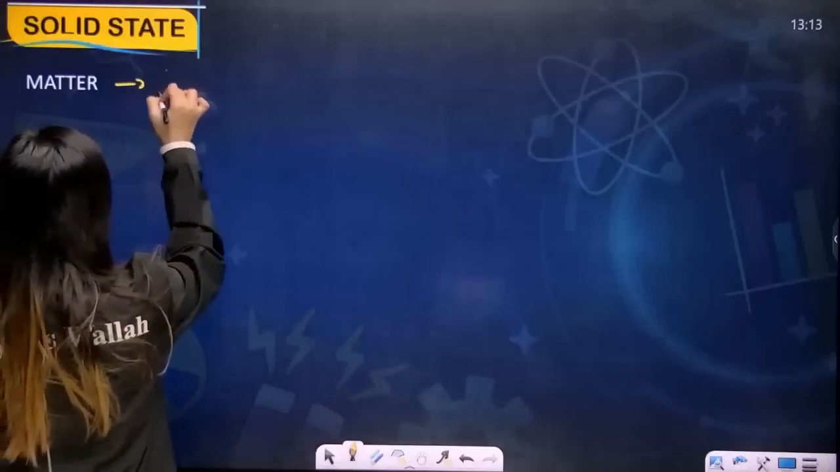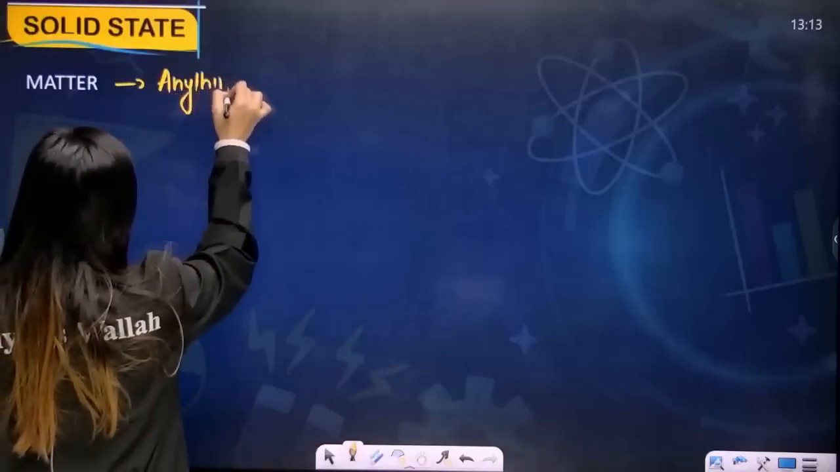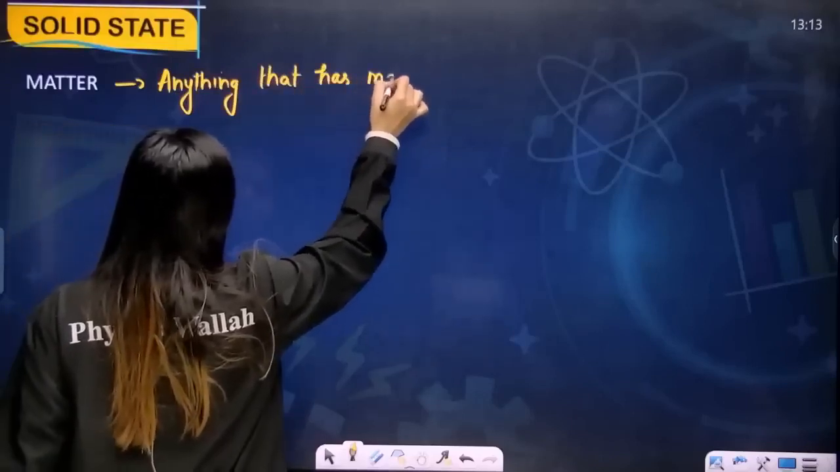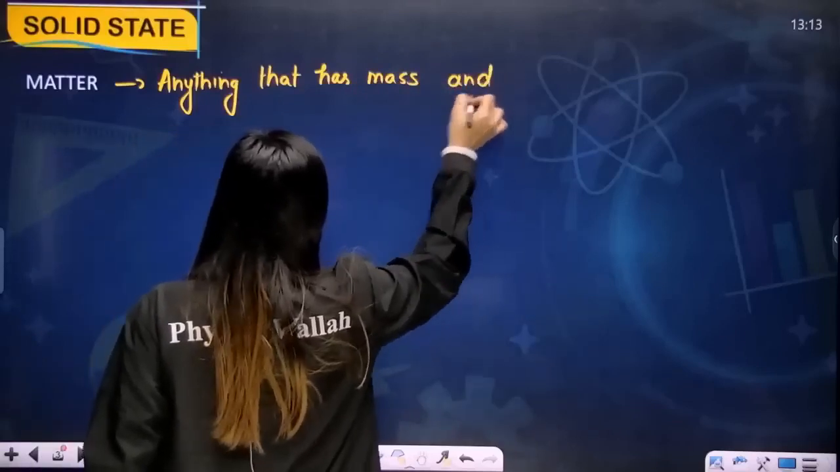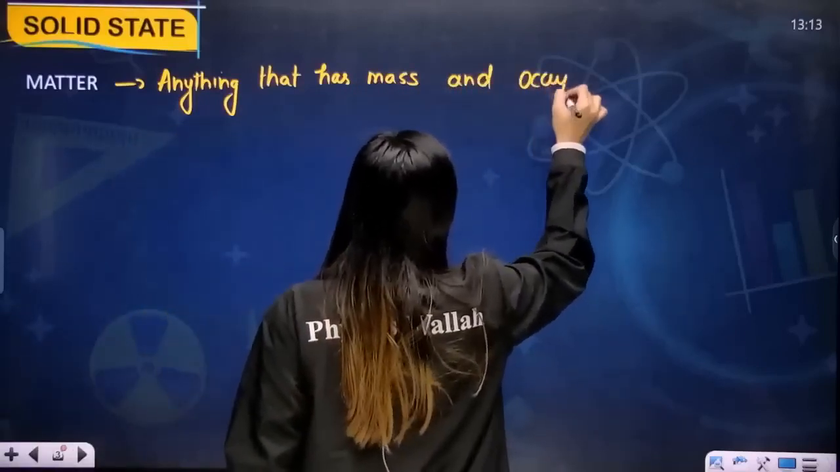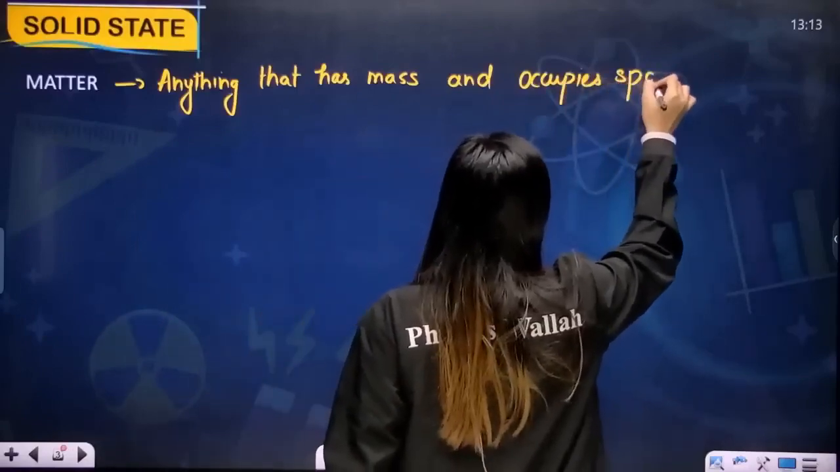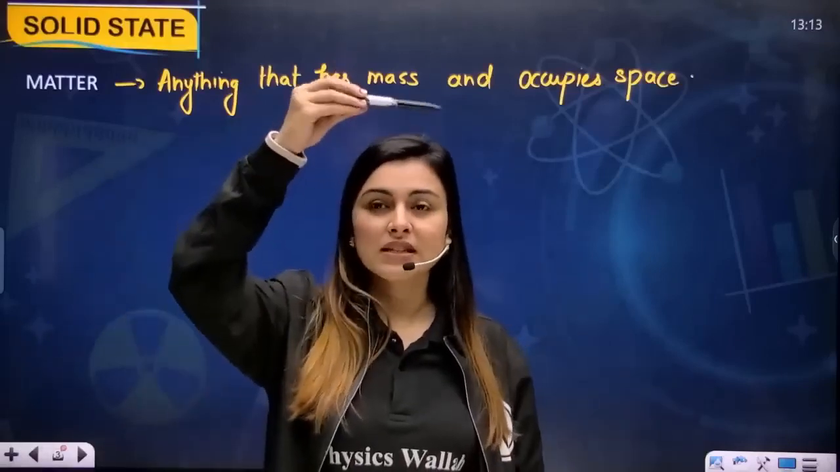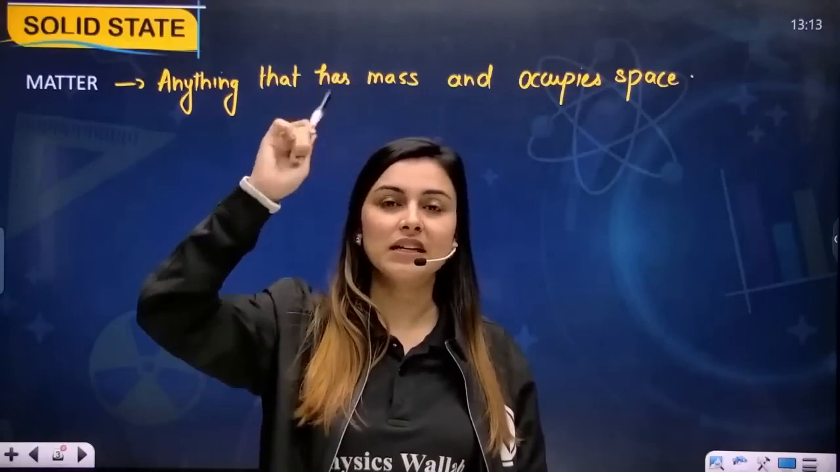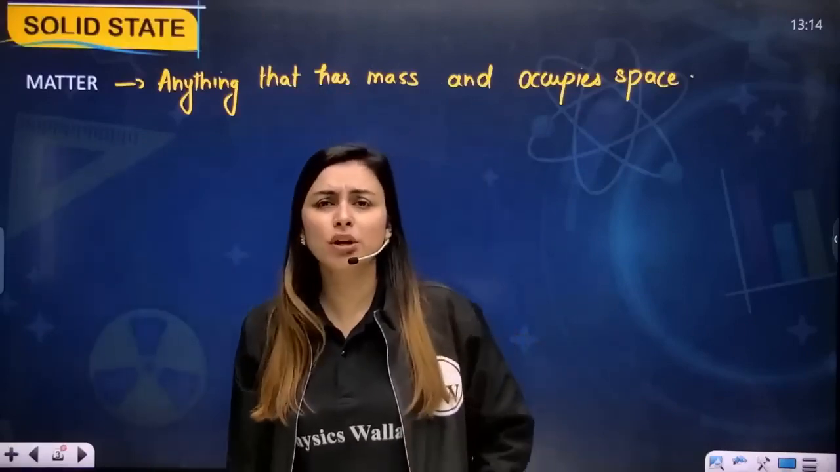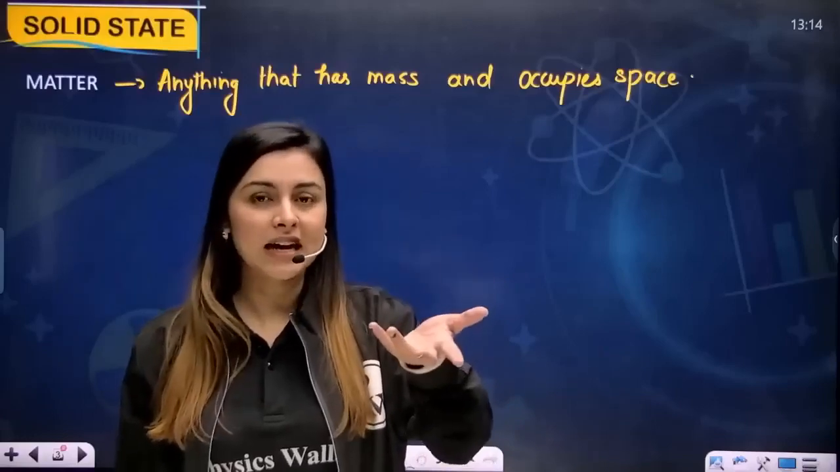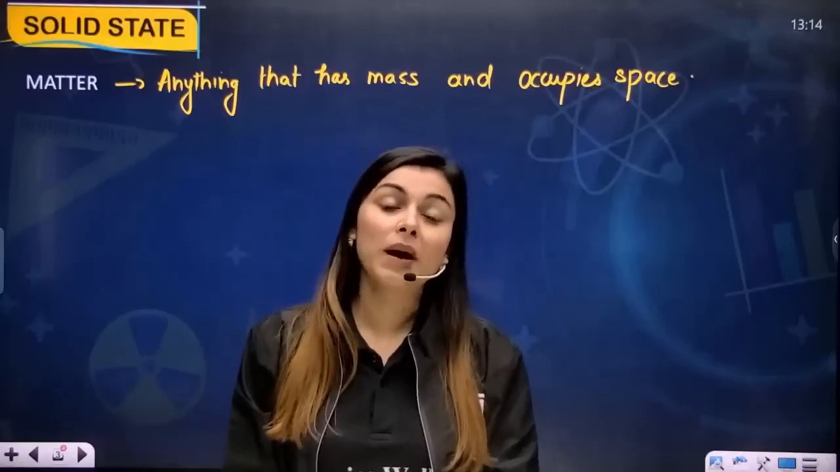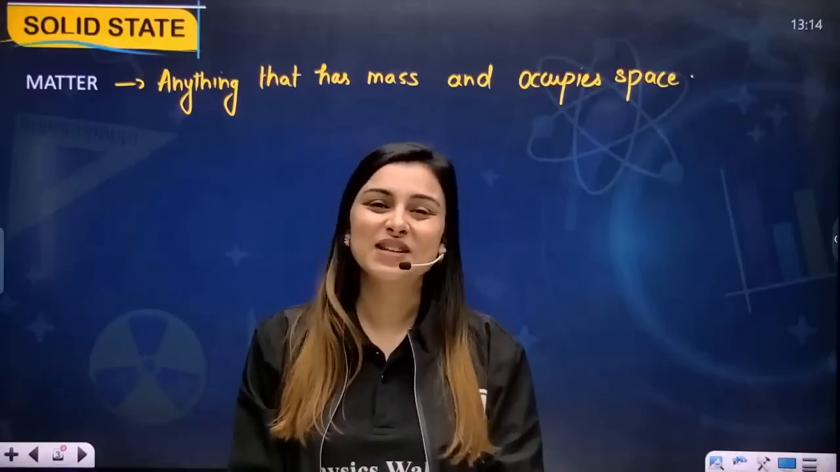What is matter? Anything that has mass and occupies space. Anything that occupies space and has mass is matter. Let's talk about this. This is a pen and it has mass, it occupies space, it is matter. Similarly, water in a bottle, which is a liquid, has mass and occupies some space, so it is matter. In fact, the gas around us is also matter. So anything that occupies space and has mass is known as matter.